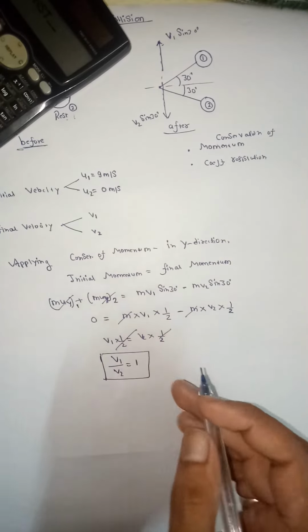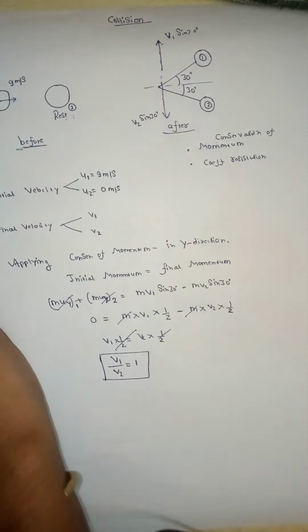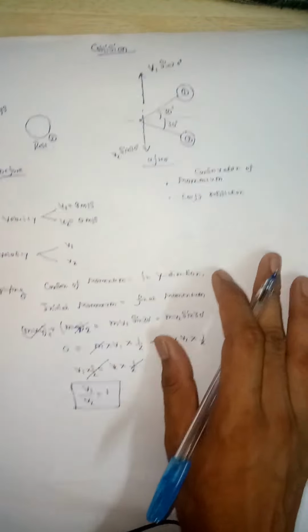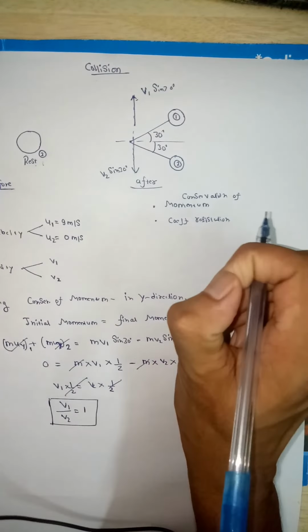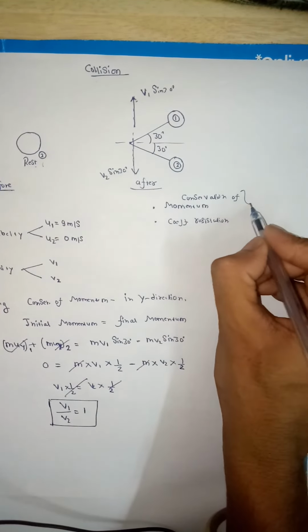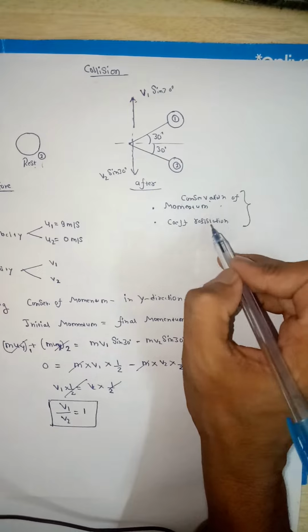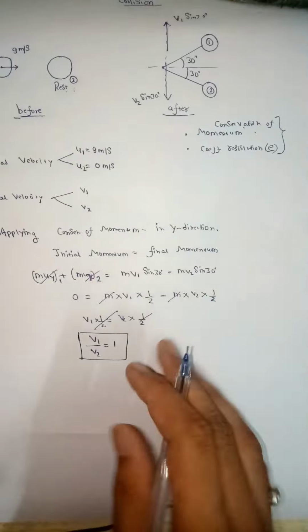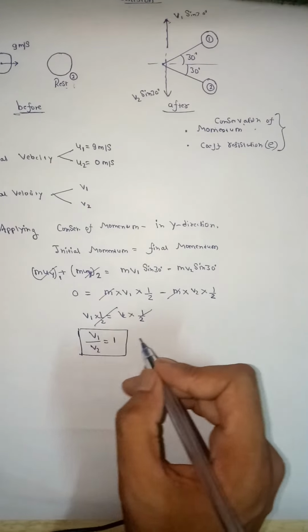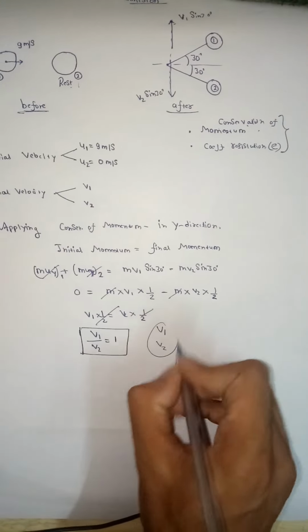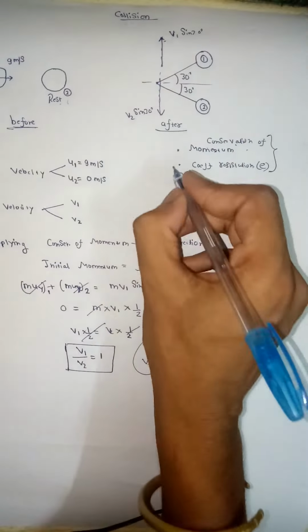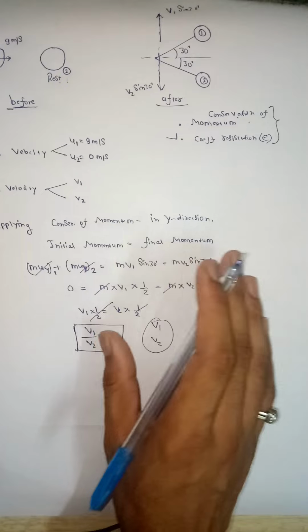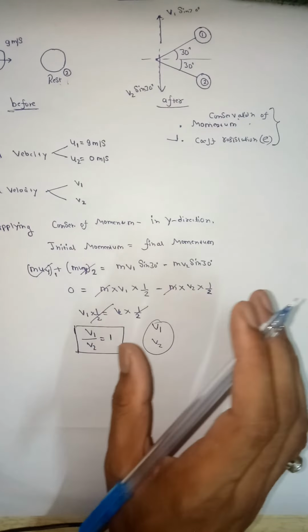Okay, so this is a very basic question of collision in the subject of physics. In every collision question you have to make two equations: conservation of momentum and coefficient of restitution. Here it is not asking for the individual values of velocities v1 and v2, that's why we do not apply the coefficient of restitution here. Okay, so by applying conservation of momentum in y direction only we get the answer. Okay, thank you.